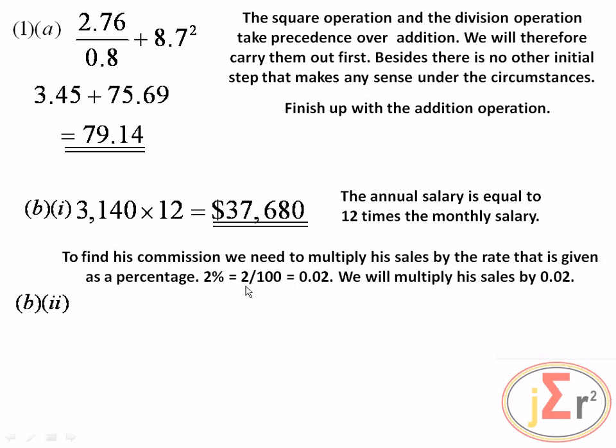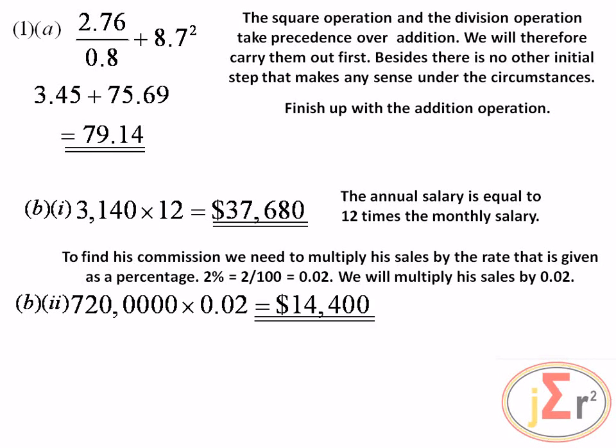2% is actually 2 divided by 100, which turns out to be 0.02. We need to take 720,000 multiplied by 0.02, and that is equal to $14,400.